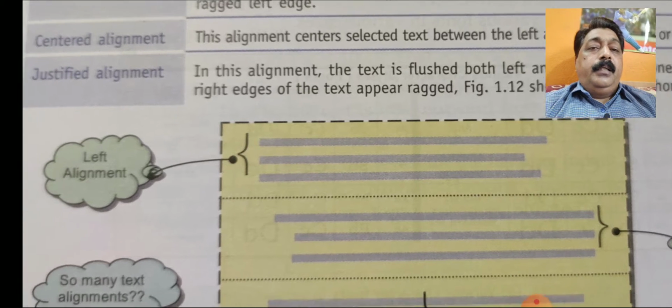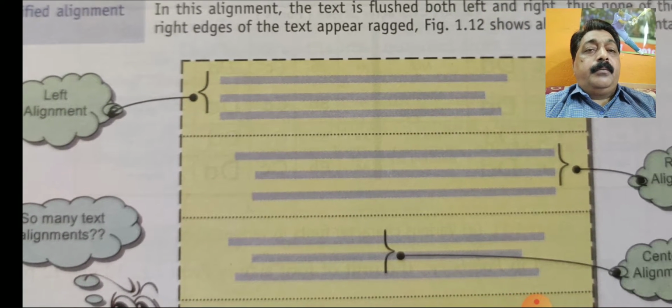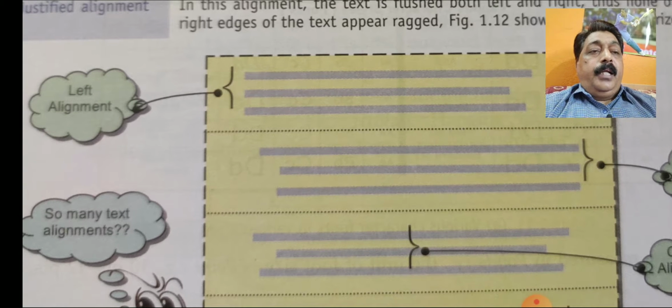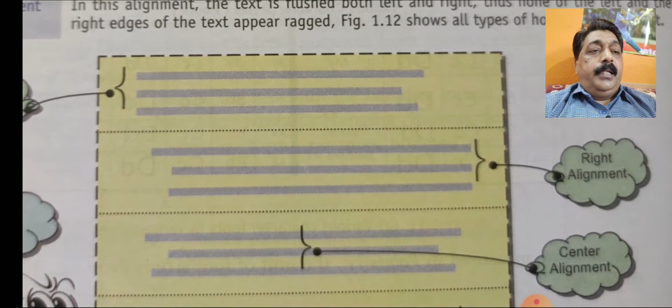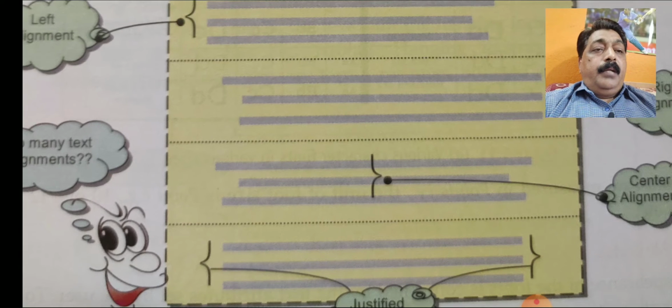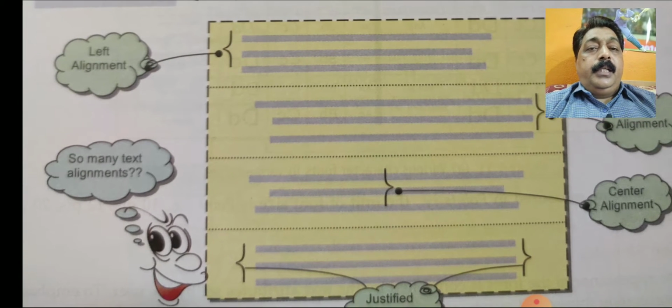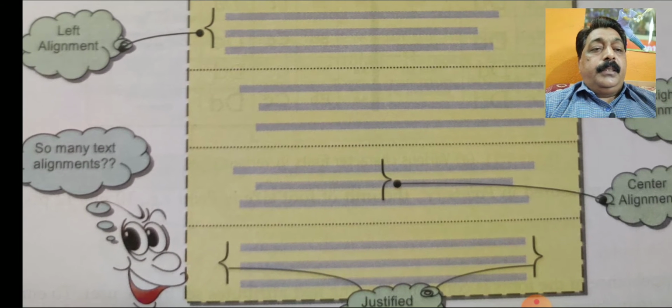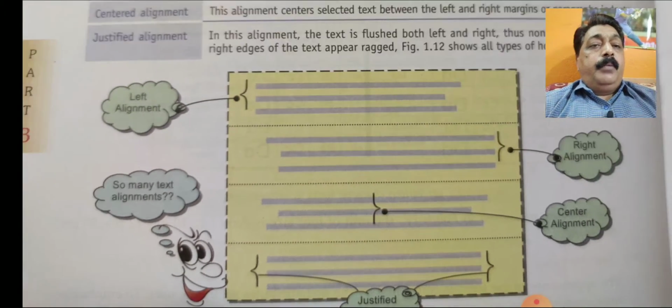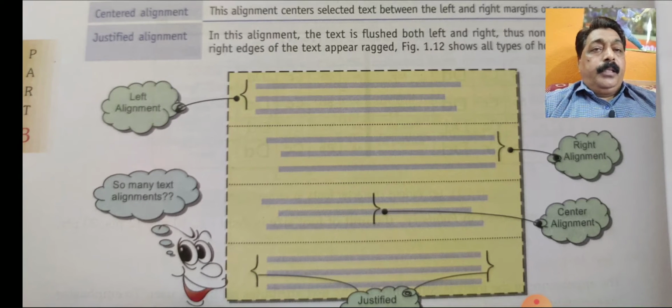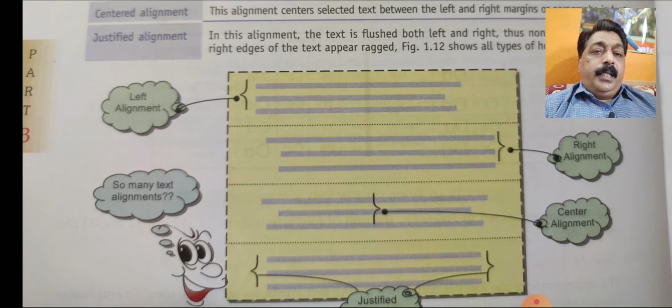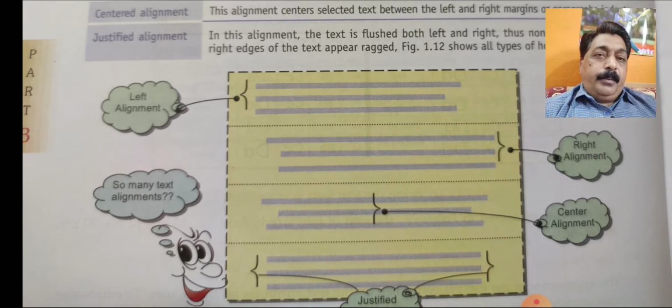You can see here left alignment is shown, the text comes to the left side. Right alignment, the text goes to the right side. Then center alignment, it will be centered on the screen. Then the fourth is justified, left to right completely, and it will come in the proper way. So whenever you are typing the text, please take care of it, set the alignment and then type.